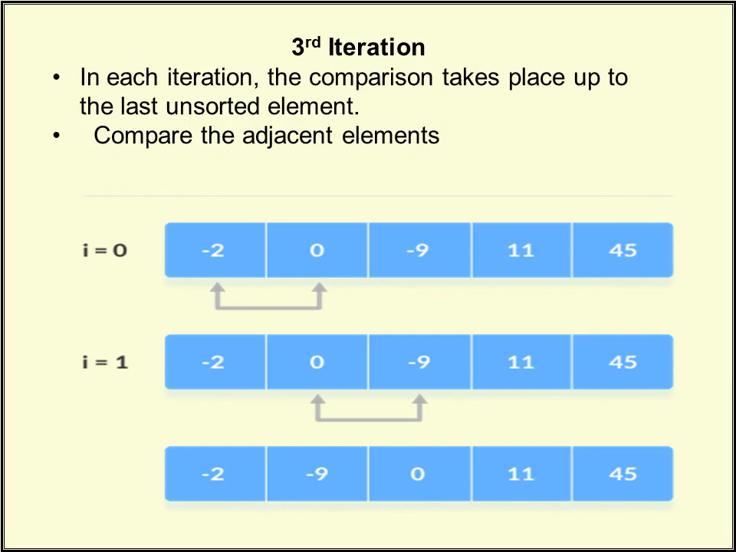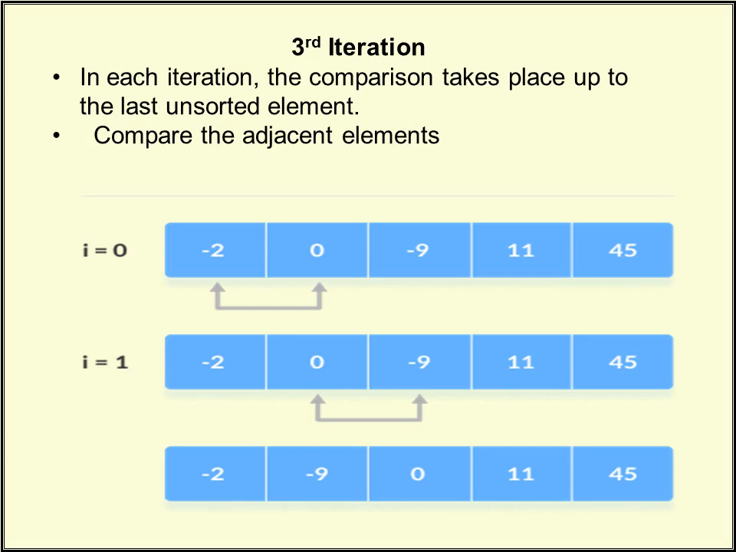We start the comparison from the first index value. We again check whether -2 is less than 0 or not. -2 is already less than 0, so no swapping will occur. We check 0 and -9. Is 0 less than -9 or not? 0 is not less than -9, so swapping will occur and the index values of -9 and 0 will be changed.